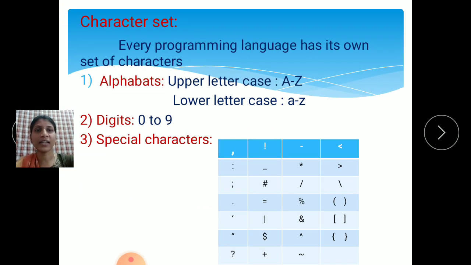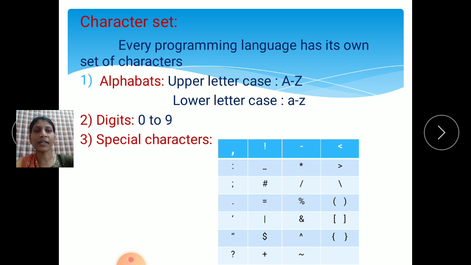Then next is the character set. What does character set mean? Every programming language has its own set of characters, meaning the types of characters we use in programming languages for writing the code behind any software. The first one is alphabets. The uppercase letters are A to Z, and the lowercase letters are small a to z. Then the second one is digits, 0 to 9. These digits we use in programming languages.